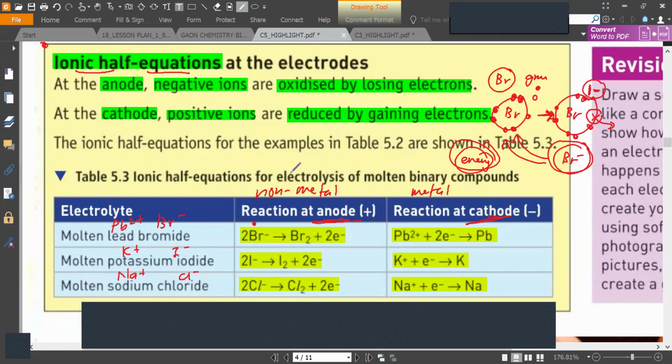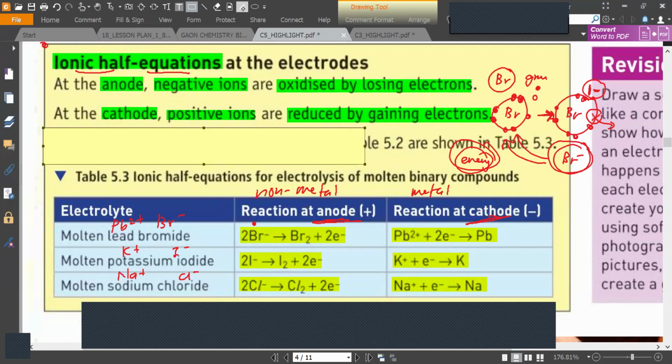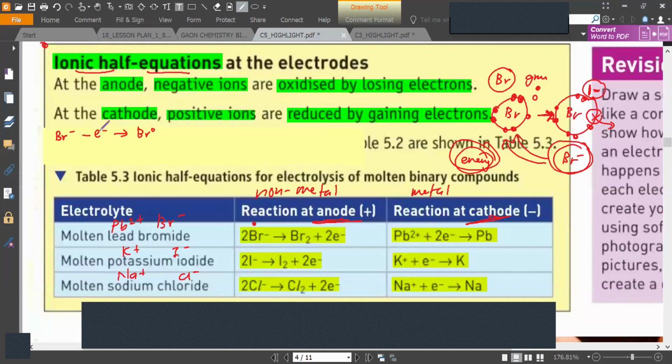So what we have is this Br negative. It's removing one electron to return back to Br0. But I mentioned before, the electron, we don't write negative, we always write positive. So we have Br, and then we move to the other side, it's positive electron. But bromine is always Br2.